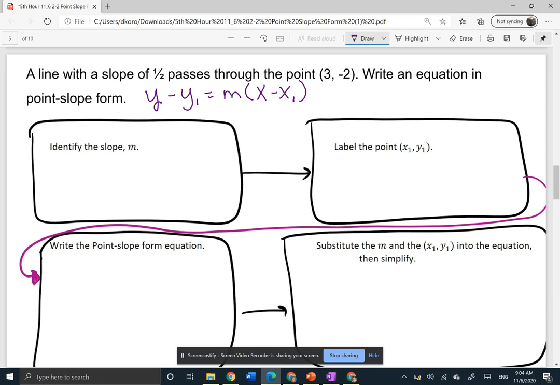All right, so this is identify the slope m. So if we read the passage here, it says the slope of 1/2. So this line has a slope of 1/2. So that's your slope. So m is equal to 1/2.